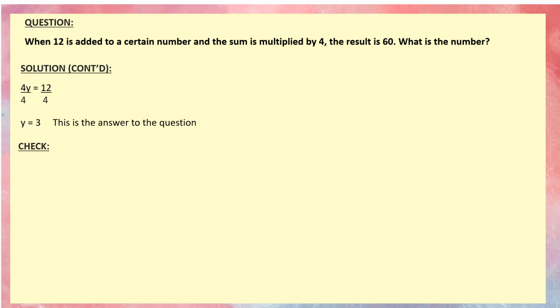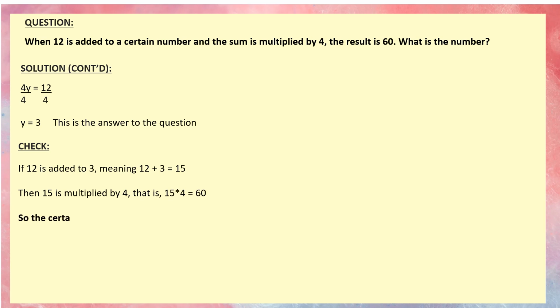So this is the answer to the question, but we'll do a quick check. So in the question, it says 12 is added to a certain number. Now we know the certain number is 3. So if 12 is added to 3, we have 15. And then when this is multiplied by 4, that is 15 is multiplied by 4, we have 60. And this satisfies the original question above.